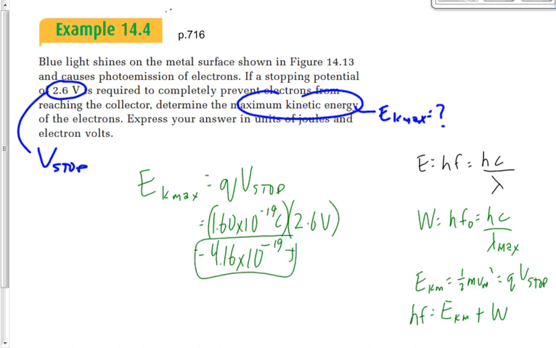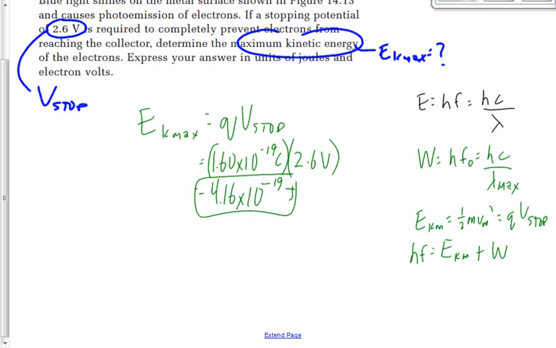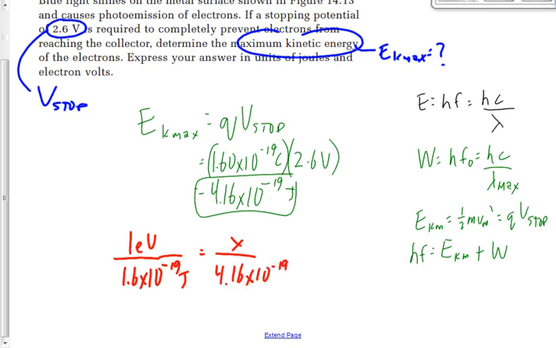Now let's get that in electron volts. Say 1 electron volt, it's been a while since we've done this conversion, hey? 1 electron volt over 1.6 times 10 to the minus 19 joules equals X electron volts over 4.16 times 10 to the minus 19 joules. I'm going to take a wild stab at this, and I'm going to say that the energy in electron volts is 2.6 electron volts. Did I do that lightning fast calculation in my head correctly? Or did I just kind of cheat? How did I know it was going to be 2.6?